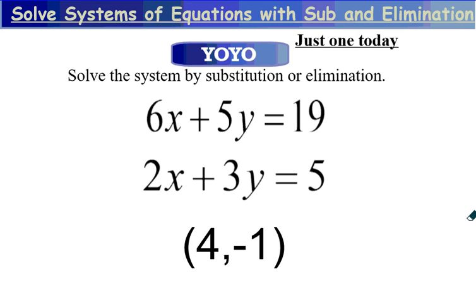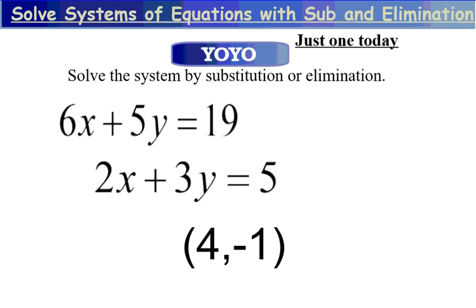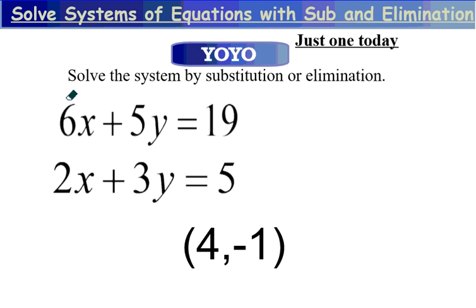Okay, the answer you should have got is 4, negative 1. Probably best to do elimination. If you do elimination, let's say you get the x's matched up, I'll just show what the first step would be. If you got the x's matched up, you don't need to multiply the top equation by anything, because you just need to multiply the bottom by 3.